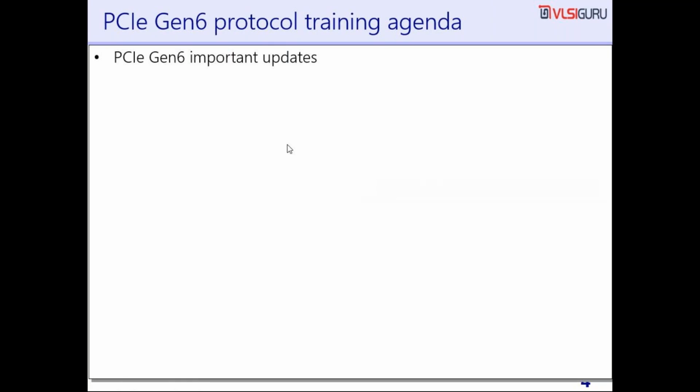Initially, we'll be starting off with understanding the Gen 6 important updates, like what exactly is PAM4 signaling, and then what is the need for having flit mode and non-flit mode. I mean, what exactly is the flit mode? And then we'll talk about the forward error correction concept. So these are some important updates. There are of course many other updates, but these are the significant updates.